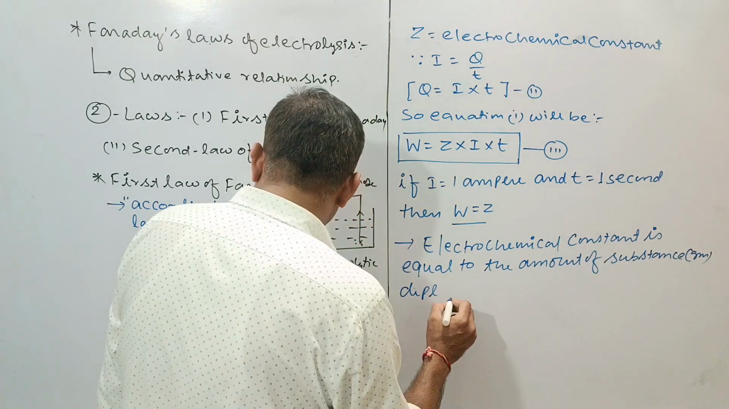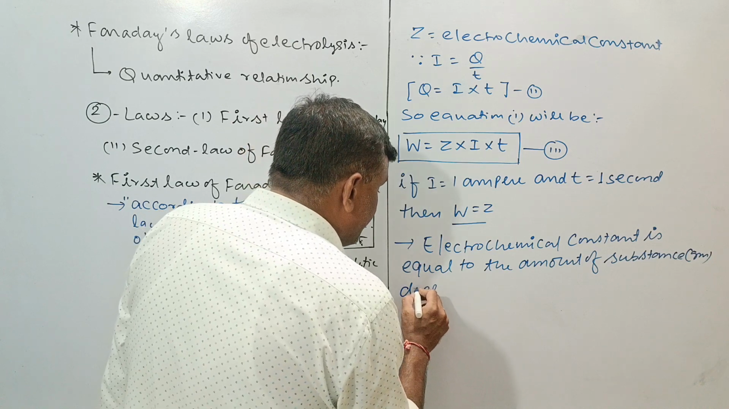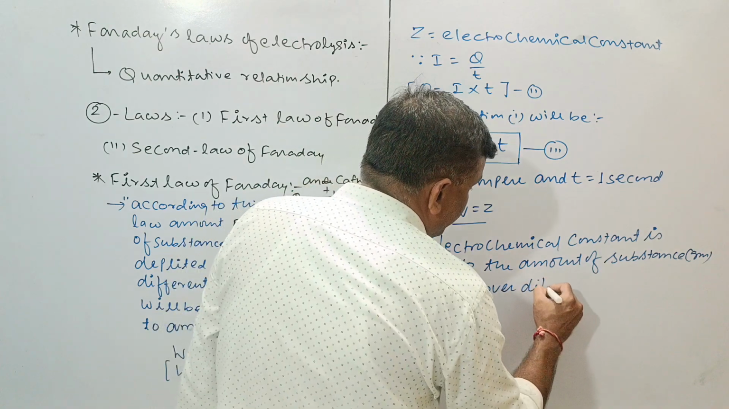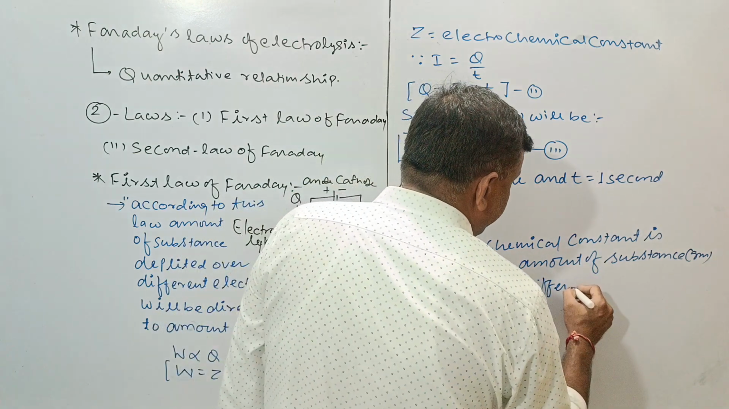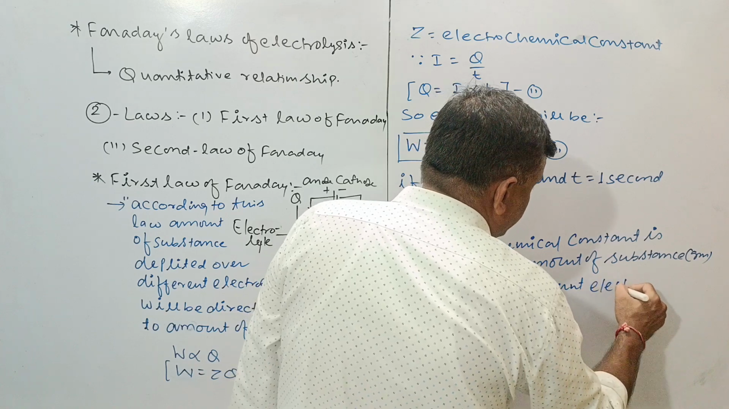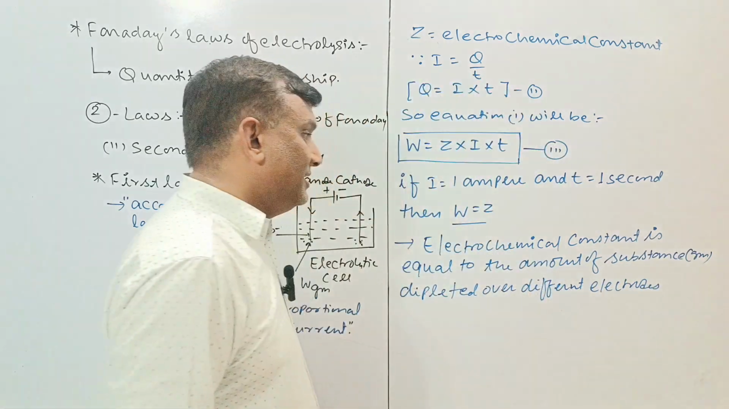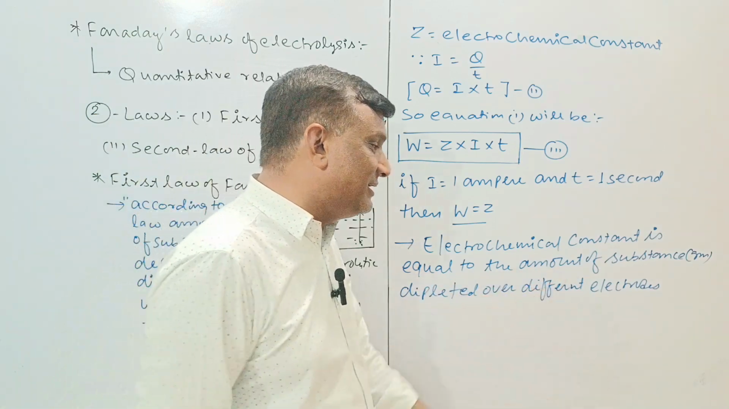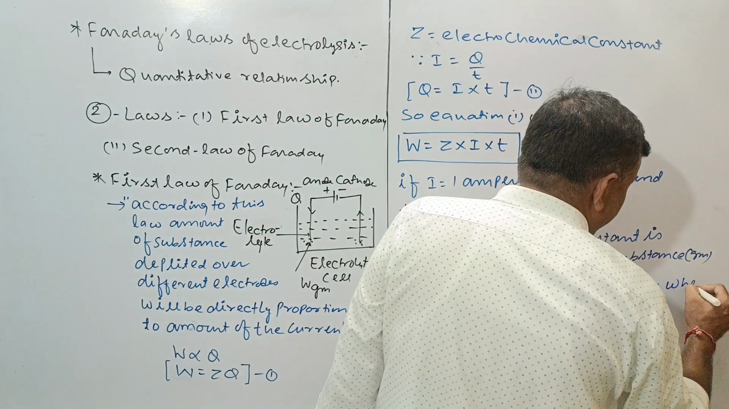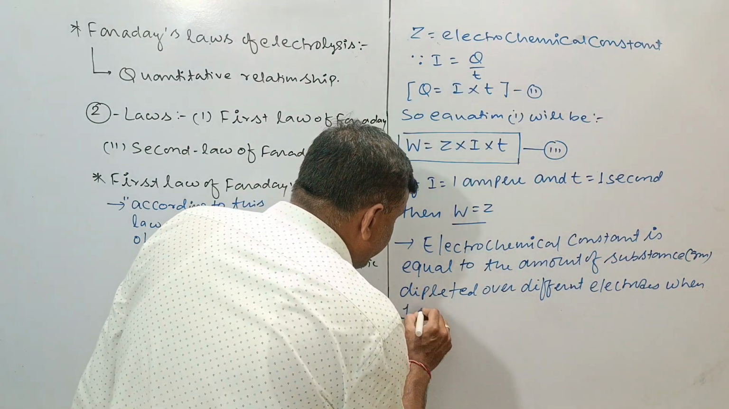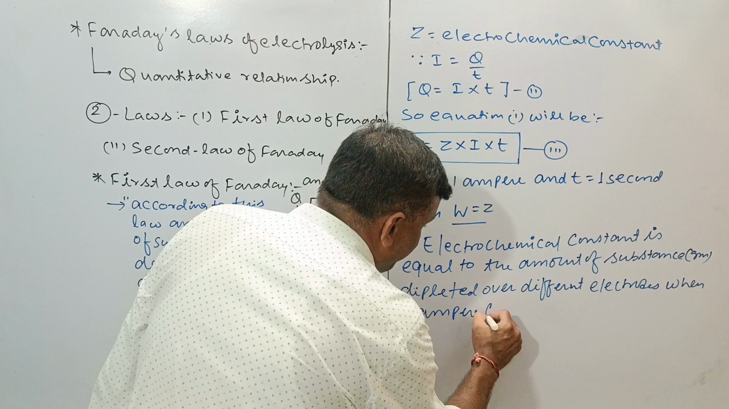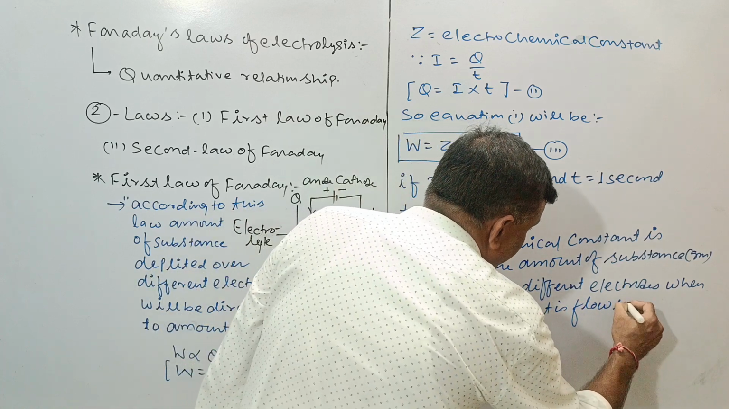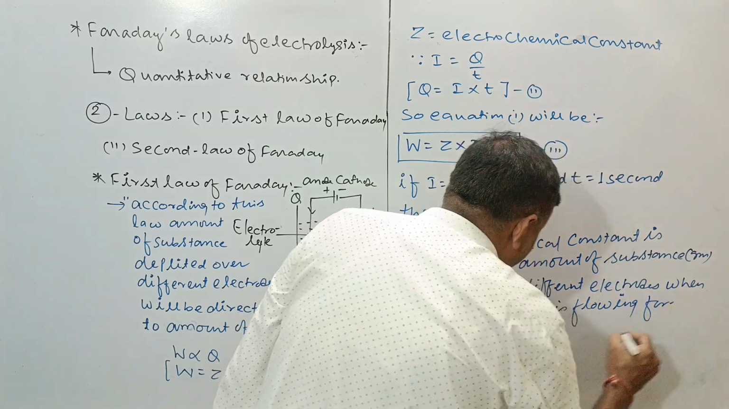This is the amount depleted over different electrodes. So the electrochemical constant is equal to the amount of the substance depleted over different electrodes when 1 ampere current is flowing for 1 second through it.